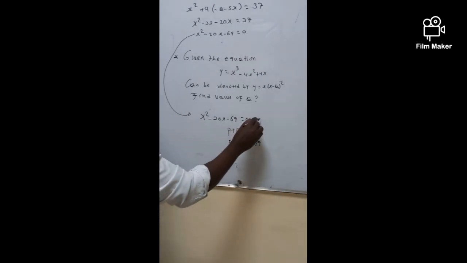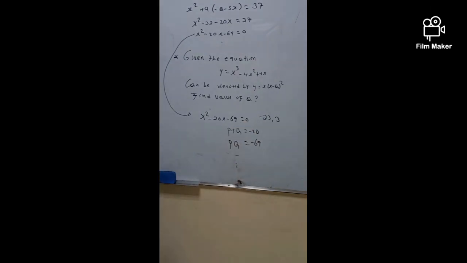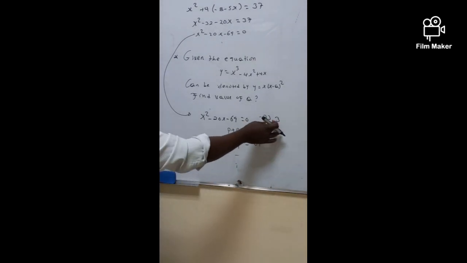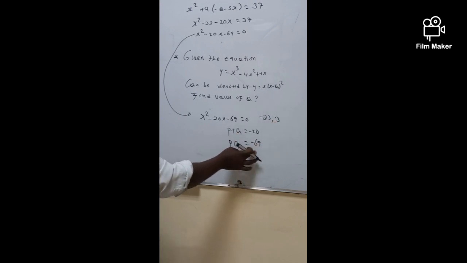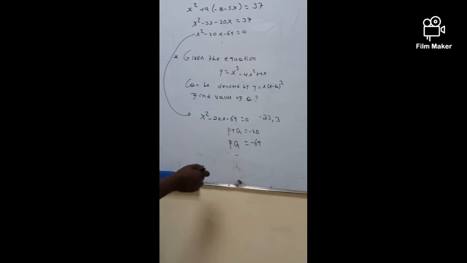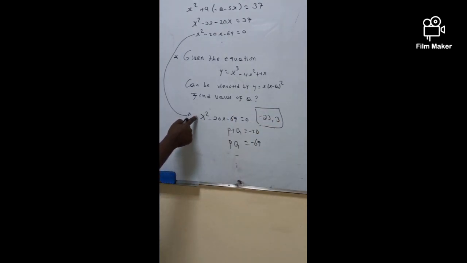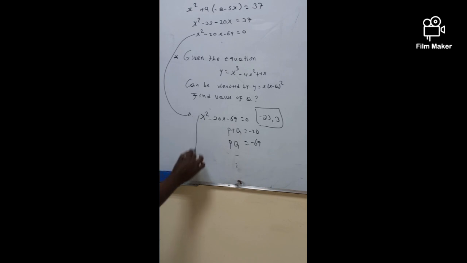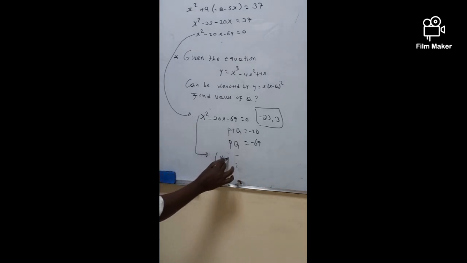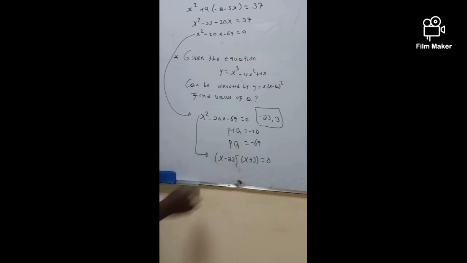For example, look at this one: negative 23 and 3. What's the sum of these? It's negative 20. And what's the product? It's negative 69. So these are the numbers. Once you have these, look at the coefficient of the leading term. The coefficient of the leading term is already 1. If that is so, when we factorize this problem, it can be written as (x minus 23) into (x plus 3), and that's going to be 0.